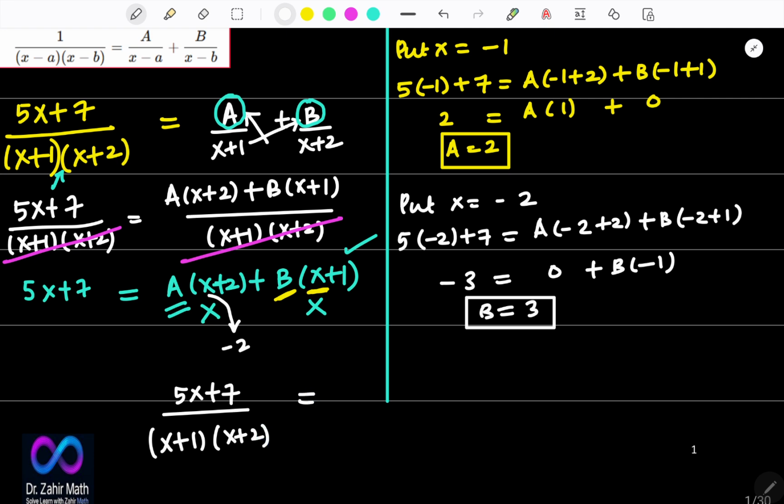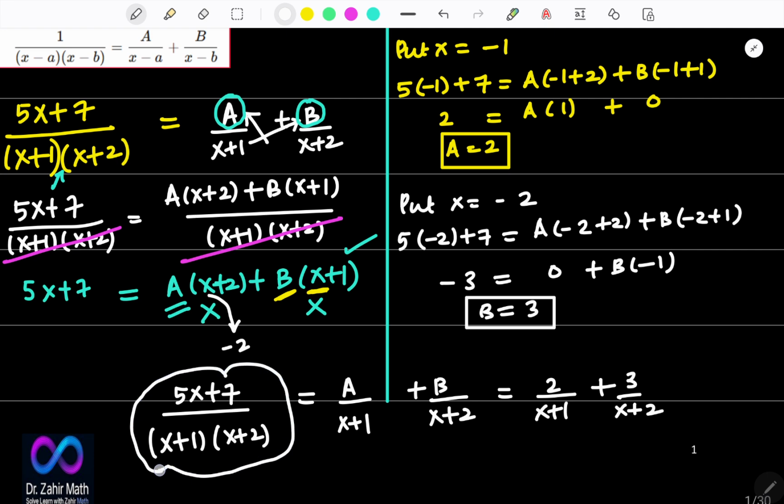So the big function, which is 5x plus 7 divided by x plus 1 times x plus 2, is equal to a divided by x plus 1 plus b divided by x plus 2, which is equal to 2 divided by x plus 1 plus 3 divided by x plus 2. So the same product function we have converted into plus. So when it is plus, it is easy to integrate. Keep that in your mind.